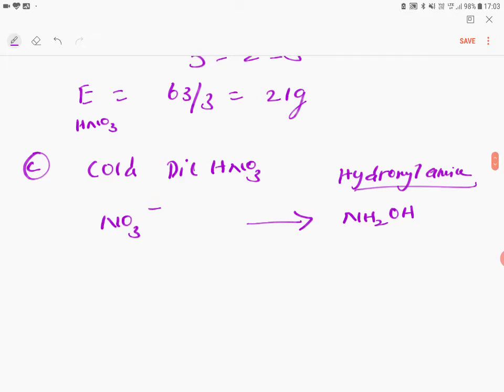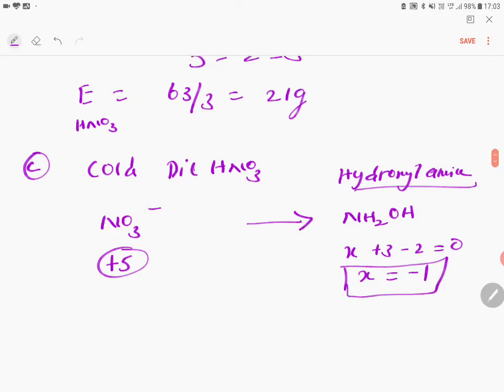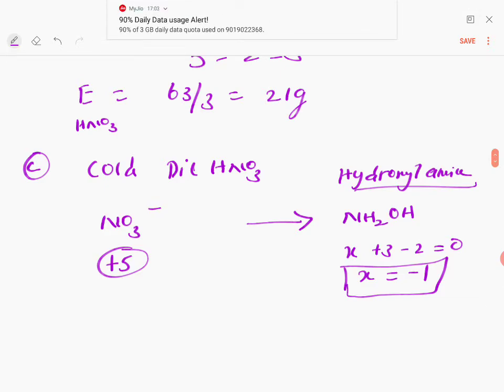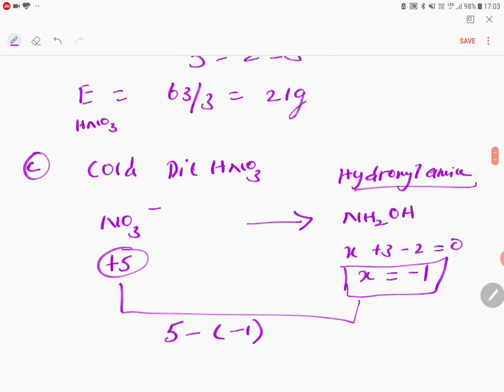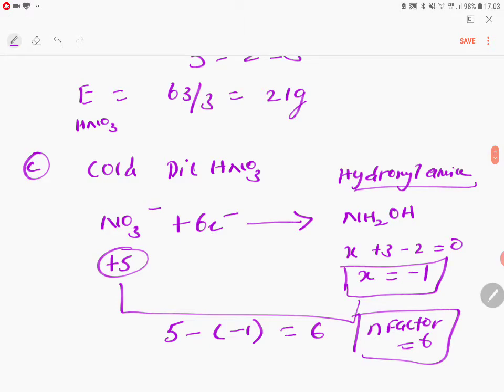Now this is +5. In hydroxylamine, nitrogen is X, with 3 hydrogens and 1 oxygen. Therefore it is -1 oxidation state of nitrogen. So in this compound you have a negative oxidation state of nitrogen. Once you calculate the change in the oxidation state, it is 5 minus of -1, which is 6. So what is the n factor here? N factor is 6. Since n factor is 6, you are putting 6 electrons here for reduction.